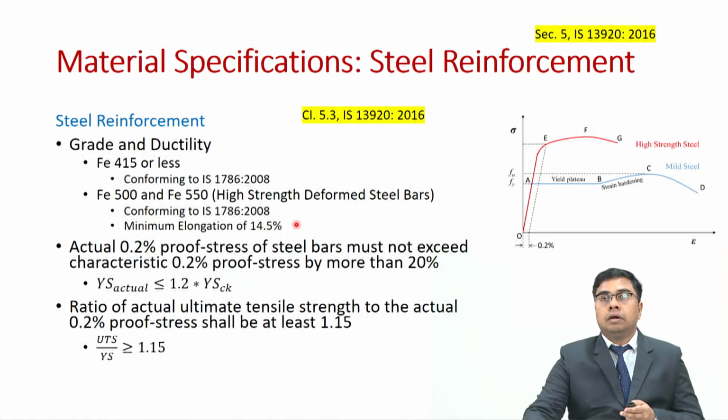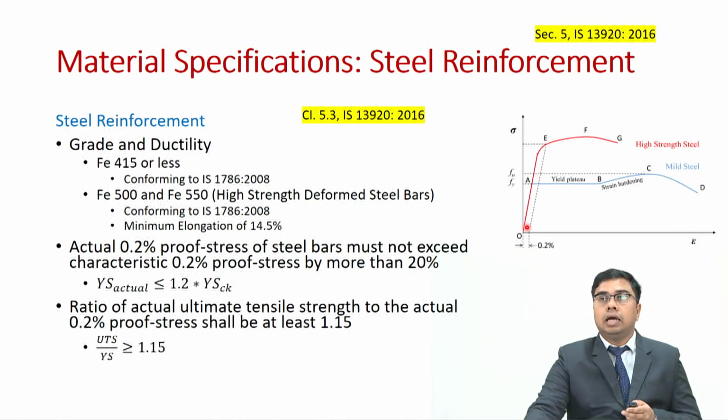Furthermore, there is another provision in IS 13920. These provisions are listed in clause 5.3. So, there you can find that the actual 0.2% proof stress of steel bars must not exceed characteristic 0.2% proof stress by more than 20%. Let us try to decode this. 0.2% proof stress. What is this term?